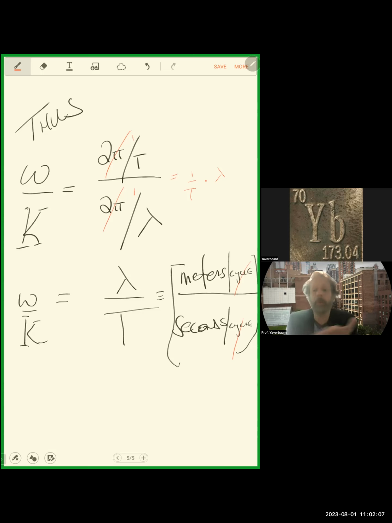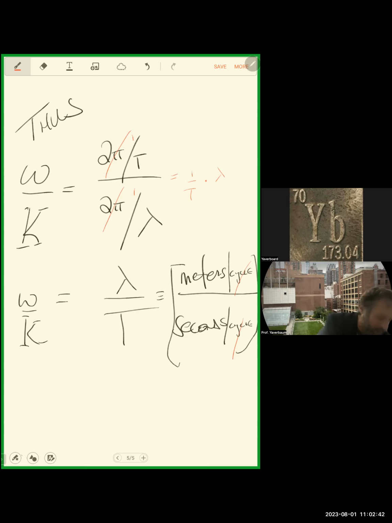So if you're standing in the lab and you're seeing these pulses go back and forth on the string, if it turns out that there are 4 meters between every 2 successive crests on that string, and you have to wait 2 seconds from one crest to the next crest, then that means that each crest is traversing 2 meters per every second.